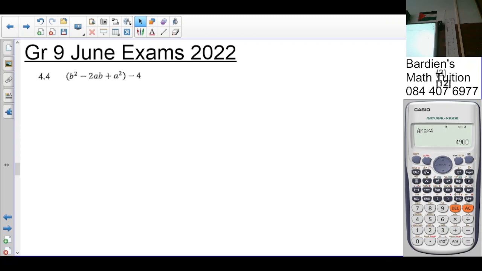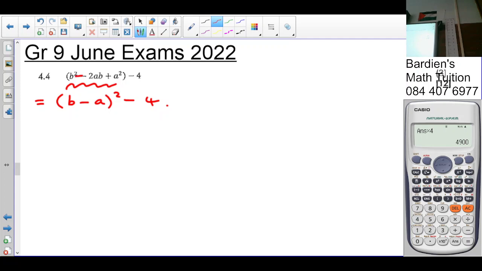4.4. We have a perfect square trinomial here, so that can be written as (b minus a) all squared minus 4. How do I know it's a perfect square trinomial? The square root of b squared is b, the square root of a squared is a. a times b times 2 is 2ab. So yes, that is correct.